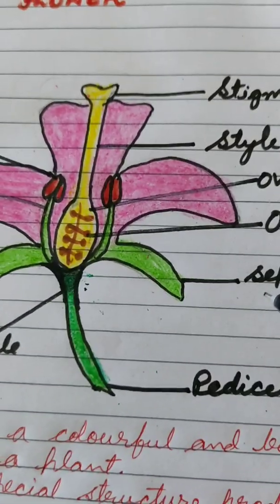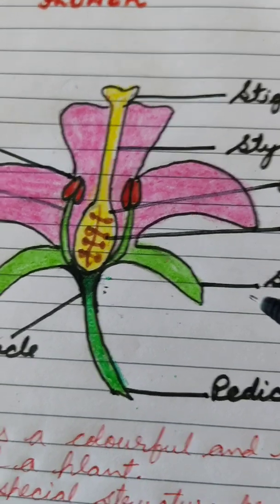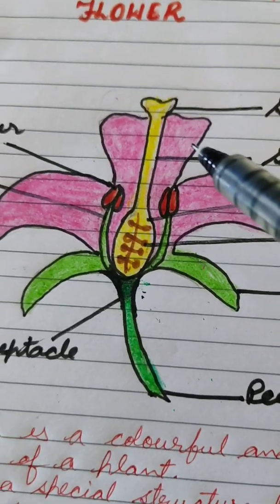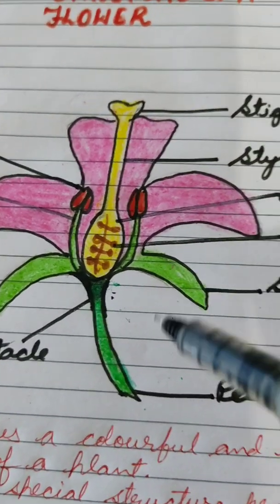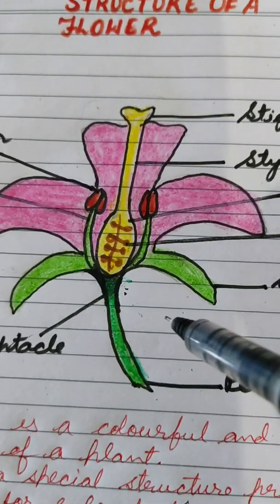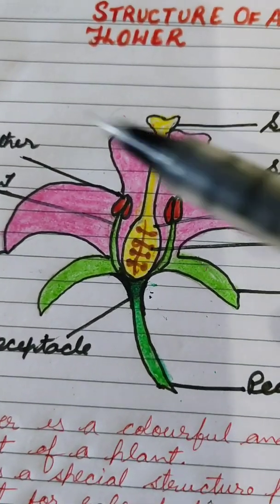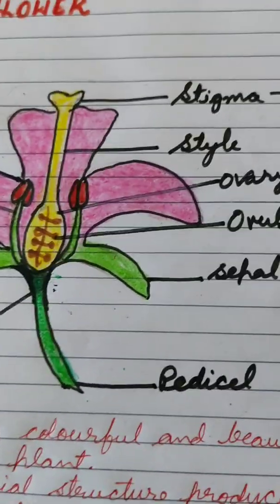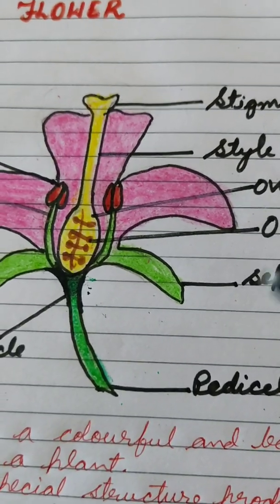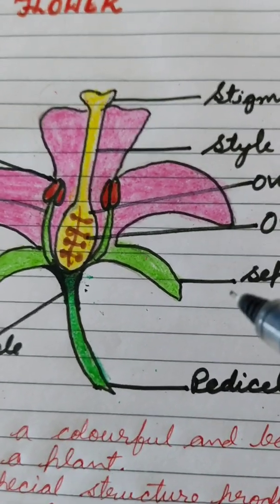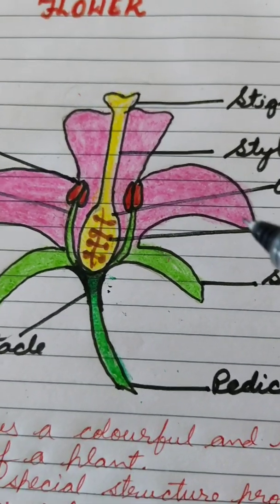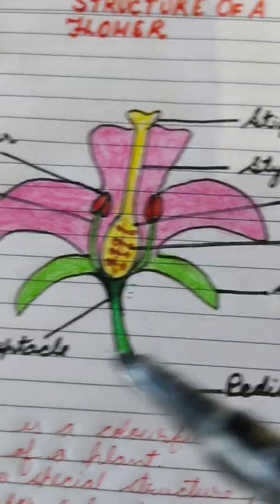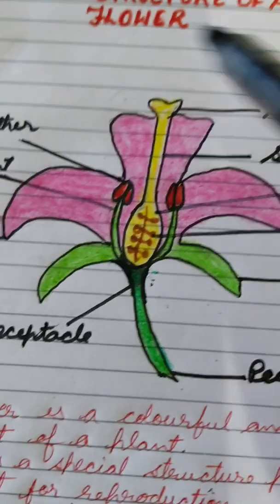And they are considered to be modified leaves. They protect the flower when it is in the stage of the bud. You know that a flower develops from a bud. A bud is a closed flower, and when it opens, it becomes a flower. These sepals protect the flower when it is in the bud stage, and also support the petals when in bloom. When the flower blooms, sepals help the bud to bloom into a flower.